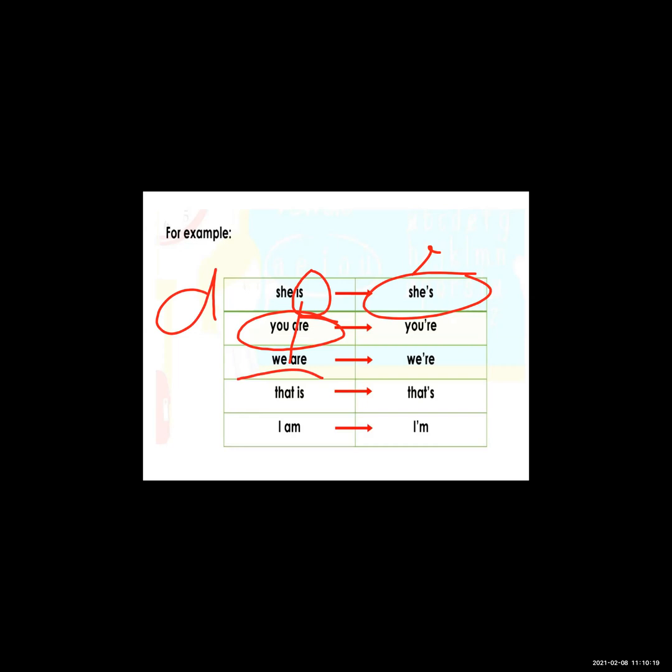Now see, we are. Here also we are going to replace this A with an apostrophe. So we, apostrophe, then re. Okay. This is. Here we are going to replace the I in is with an apostrophe. That's. Now here, I am. Here we are going to replace this A with an apostrophe, and we will write I'm. Okay. I'm.